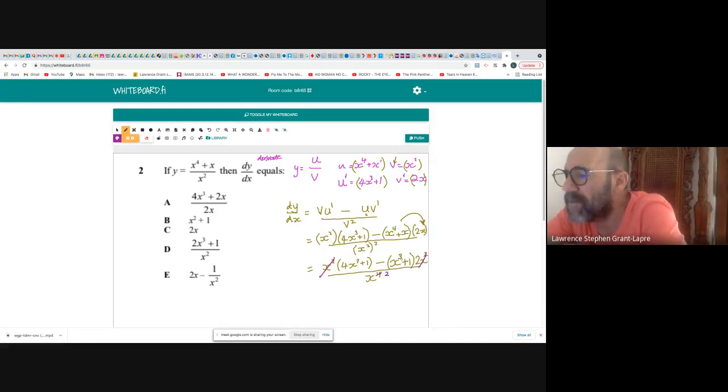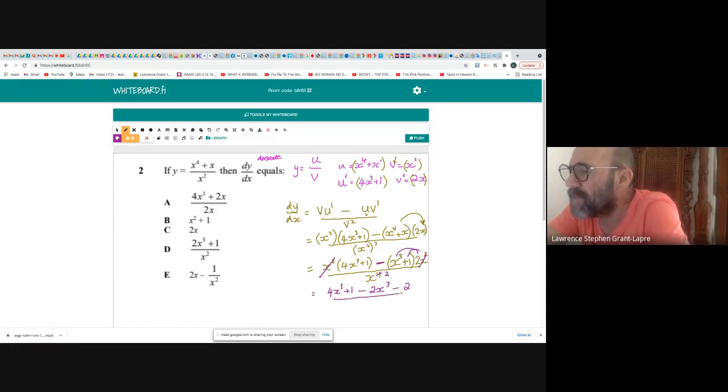All right, let's simplify that. We've got 4x cubed plus 1 minus 2x cubed minus 2. See why it's minus? Because that minus has to be both minus 2x cubed and minus 2.